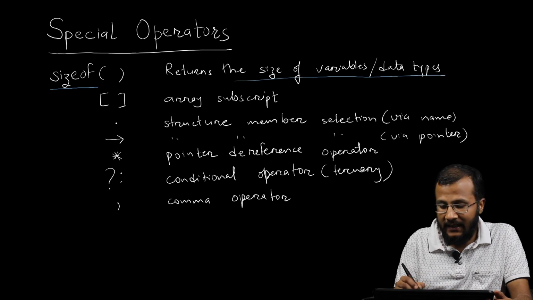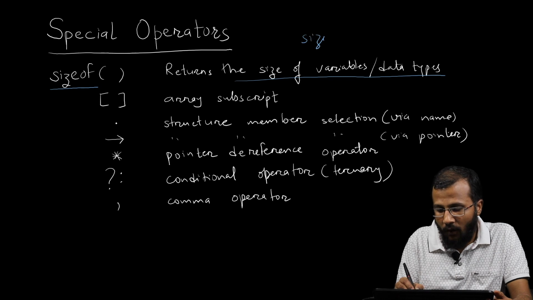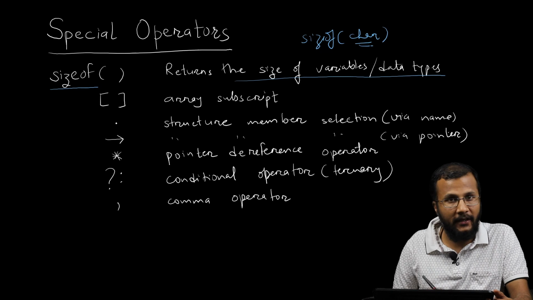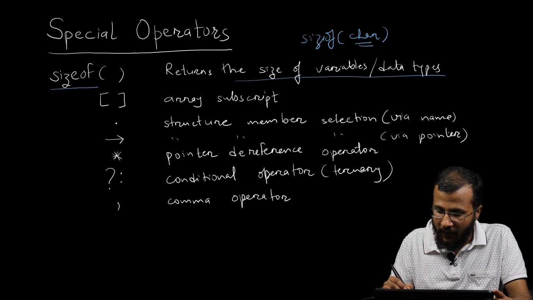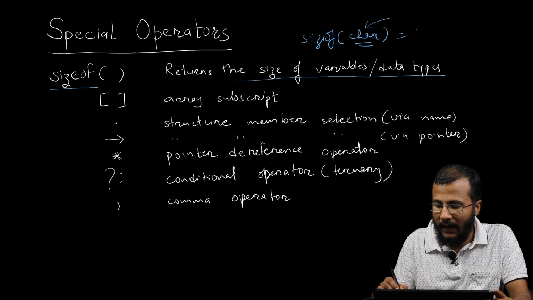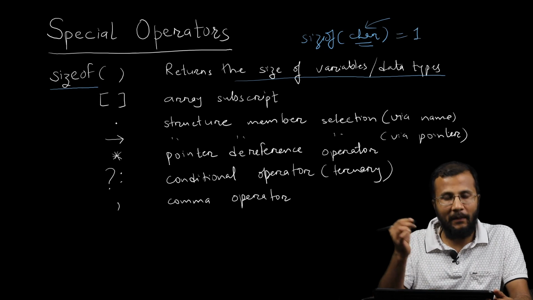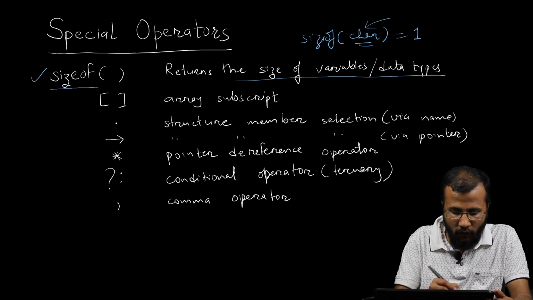Okay, so we have already seen if we write something like this, sizeof(char). So this is the argument that we pass in this operator. Remember, this is not a function, sizeof is an operator. If I pass char, it will return me 1 because the size of a character is 1 byte. Okay, we have already discussed the sizeof operator.